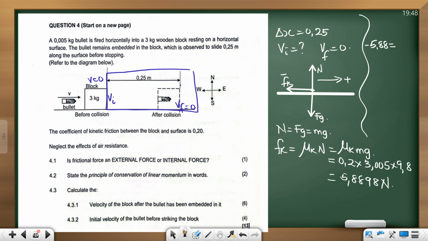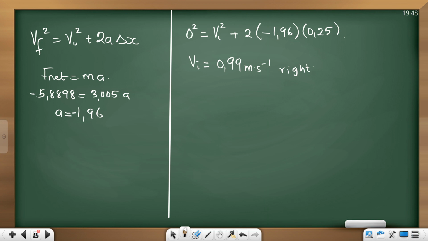Calculate the initial velocity of the bullet. Can we use that formula now? Because now we know the final velocity of the system. This is where we bring in our momentum: m1 vi1 plus m2 vi2 equals what? m1 plus m2 times vf. Are you with me, everybody? What is the mass of the bullet?